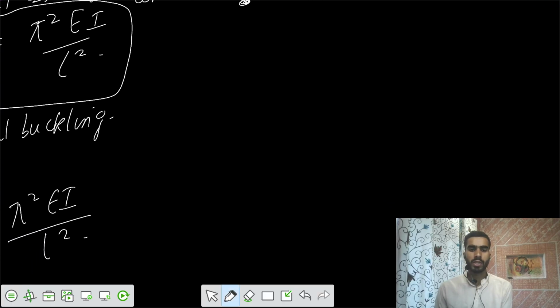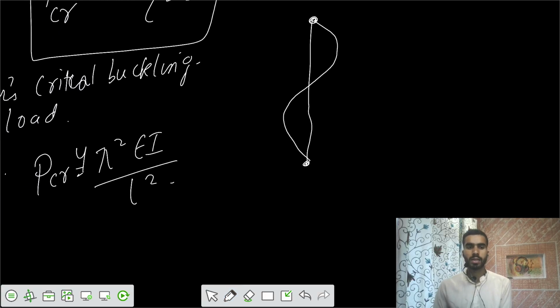So by changing the condition of n, your column can now take more load, that's 4 times. That means if 2 bows are formed, the member can take 4 times the initial load to reach that buckling or neutral equilibrium condition. So we say that for n equals 2, this is the double bow condition.